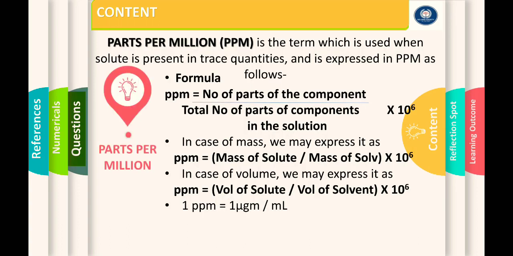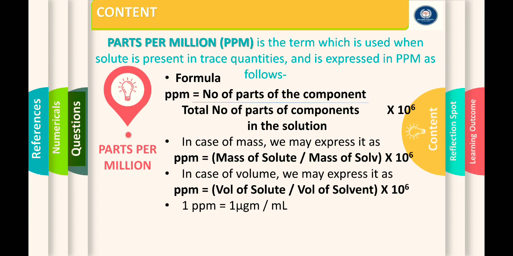So here is the next part, that is parts per million. This parts per million is denoted by the symbol ppm. It is the term which is used when the solute is present in trace quantities. That means when the solute is present in a very small quantity, and it is expressed in ppm as follows. So here is the formula for ppm. ppm is equal to number of parts of component to the total number of parts of component in the solution multiplied by 10 raised to 6.